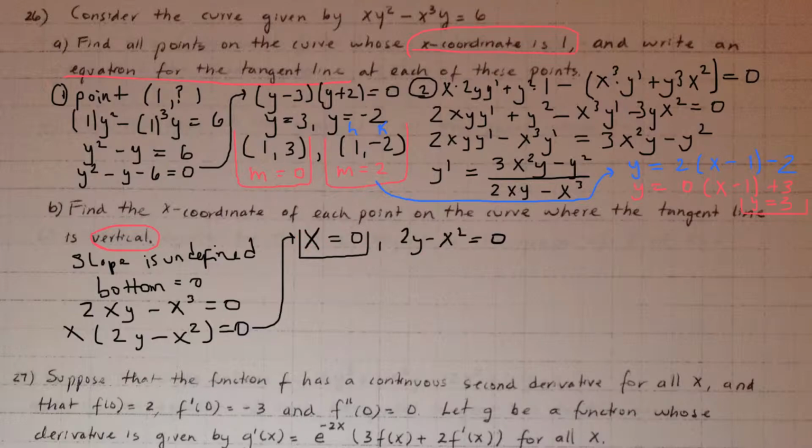But we need to figure out the other. So we need to solve this equation. And to do that, I can solve for y. It's easier to solve for y than it is to solve for x. So 2y is equal to x squared. And then y equals x squared over 2.